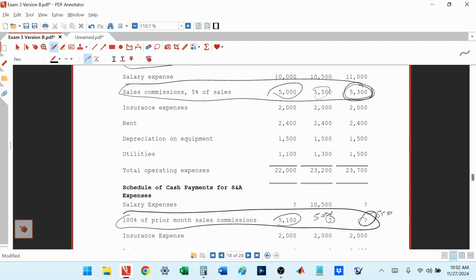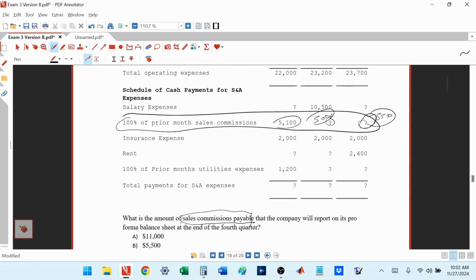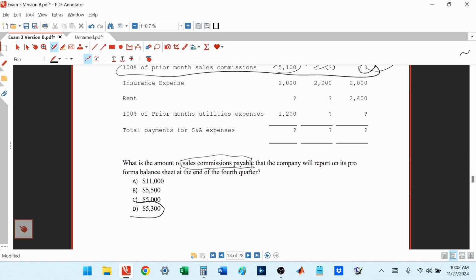So at the end of December, this has already been paid, this has already been paid. Right here, it was paid here, it was paid here. But this right here, it has not been paid. So as of the end of December, that's the balance in sales commissions payable. We'll pay that in January.